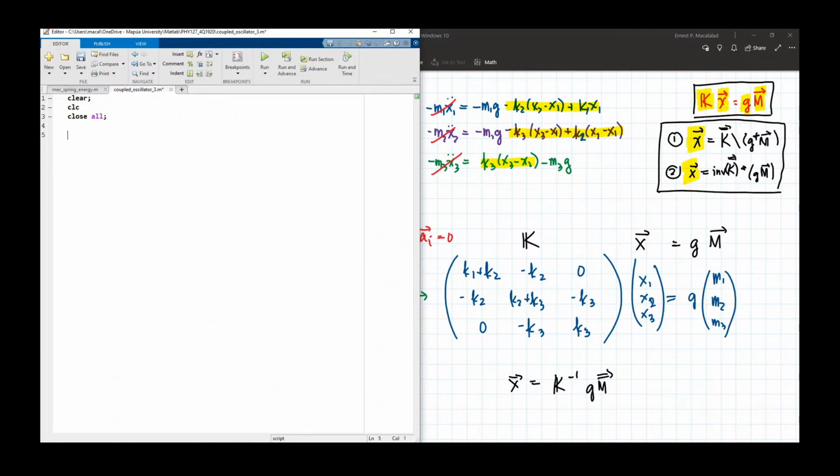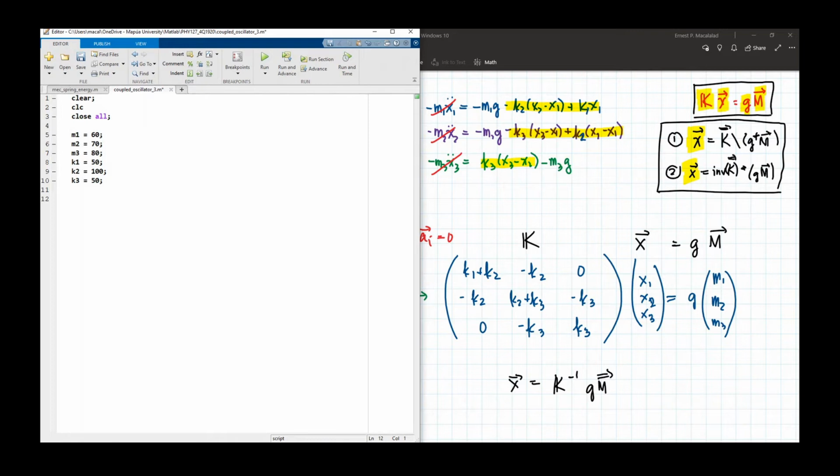Then let's first define M1, which is 60 kilograms, M2, which is 70 kilograms, M3, which is 80 kilograms. Then K1 is 50 newtons per meter, K2 is equal to 100 newtons per meter, K3 is 50 newtons per meter.